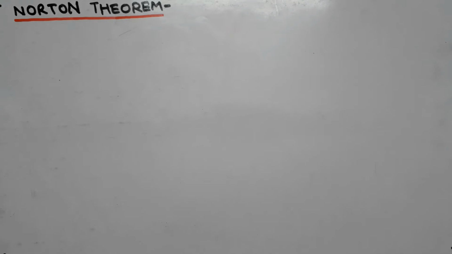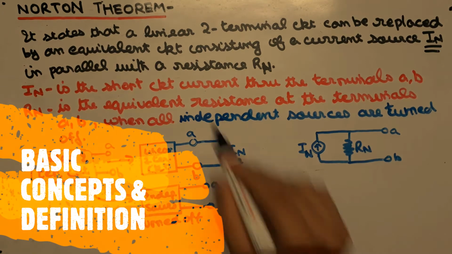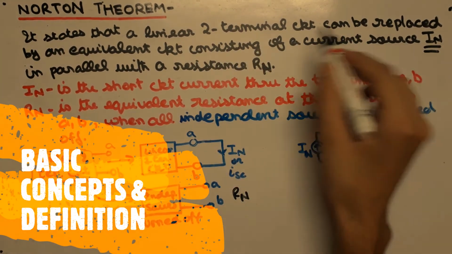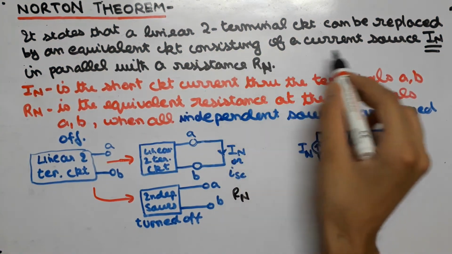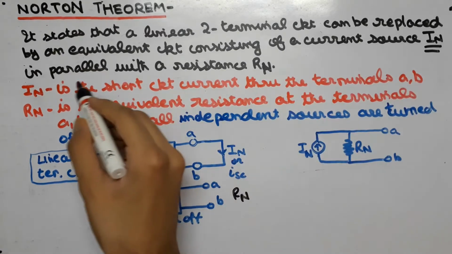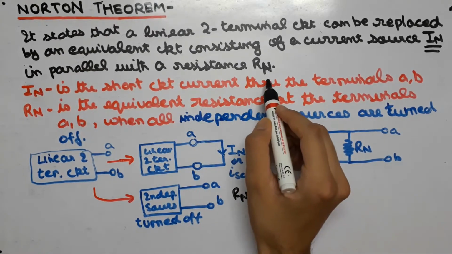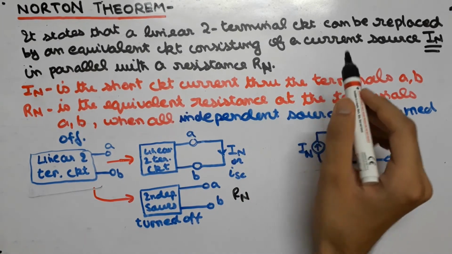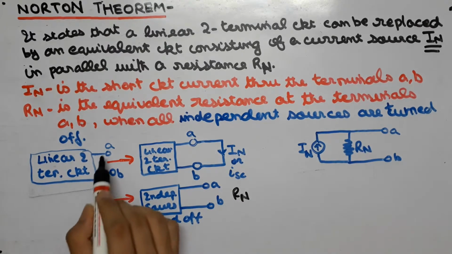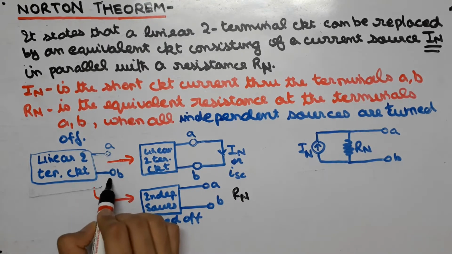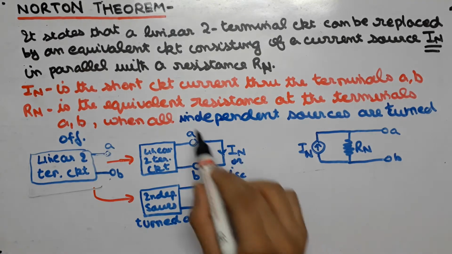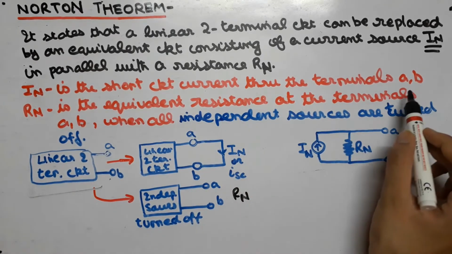So now we will understand the basic concept behind Norton Theorem. Norton Theorem states that a linear two-terminal circuit can be replaced by an equivalent circuit consisting of a current source IN in parallel with a resistance Rn. The first line states that we have a linear two-terminal circuit with terminals A and B. First we have to find IN, which is the short circuit current through the terminals AB.